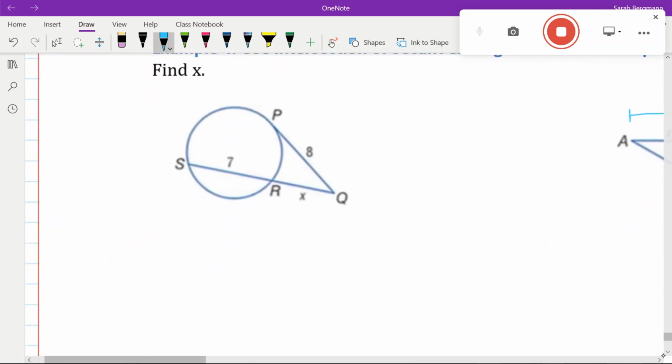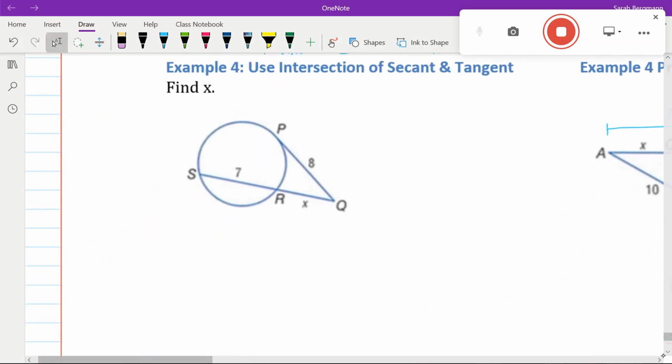Let's use it in a problem. This says find x. So we know that we need to take the whole tangent, so PQ, times the outside piece, which is also PQ, so you could also write this PQ squared, is equal to the whole secant, SQ, times the outside piece of the secant, which is RQ.